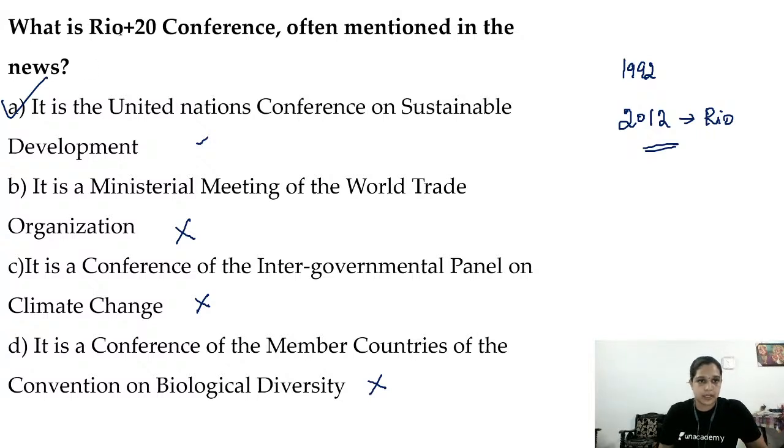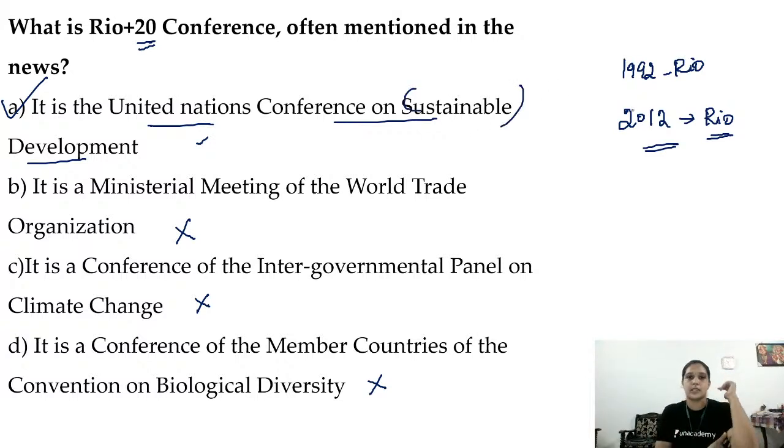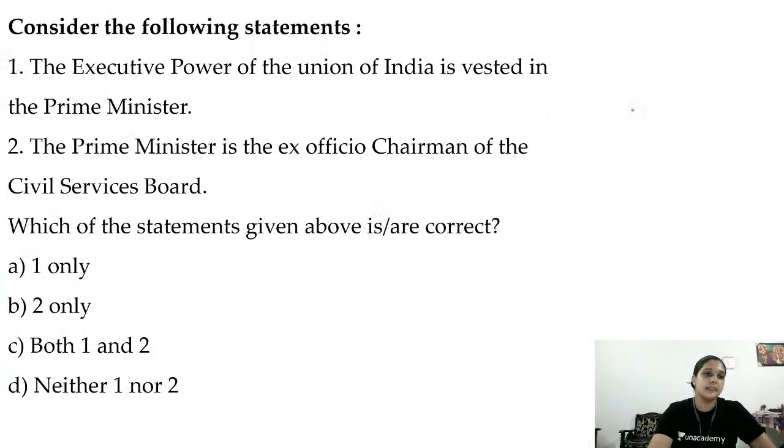What is Rio plus 20? The Earth Summit took place in 1992 in Rio, exactly after 20 years. That is why it is called as Rio plus 20. It took place again in Rio, which was based on the United Nations Conference on Sustainable Development. They started talking about sustainable development in 2012. That is why now we mostly talk about sustainable development. Okay.